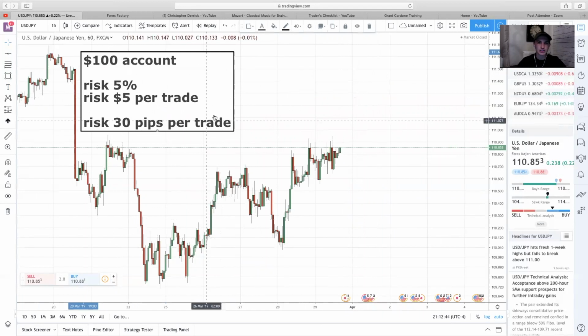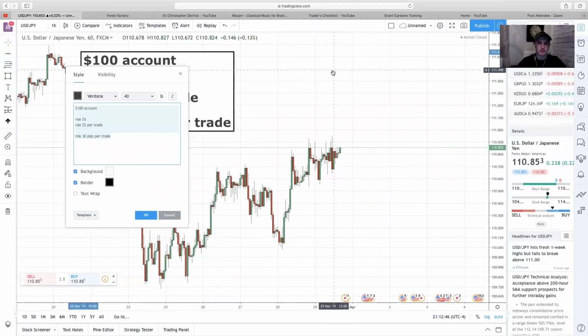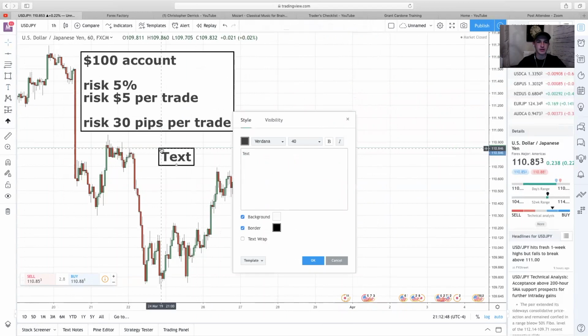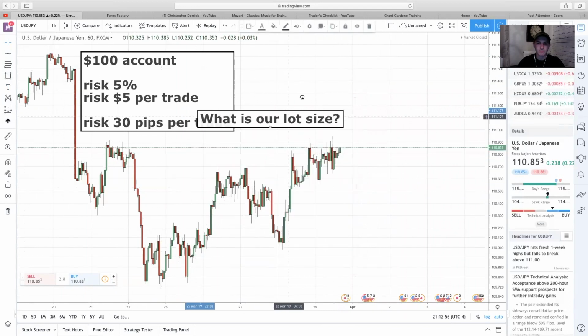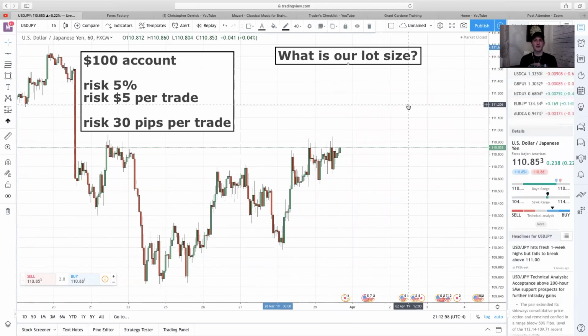Now, the question here is, what is our lot size? So that's what we're going to be figuring out today. So I'm going to break it down for you guys very easily, okay? Once you have your three things, the next thing you need to do is start with the smallest lot size.